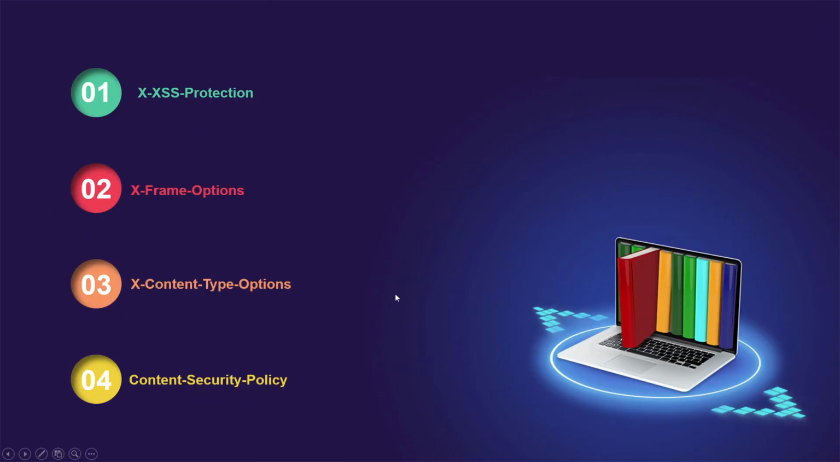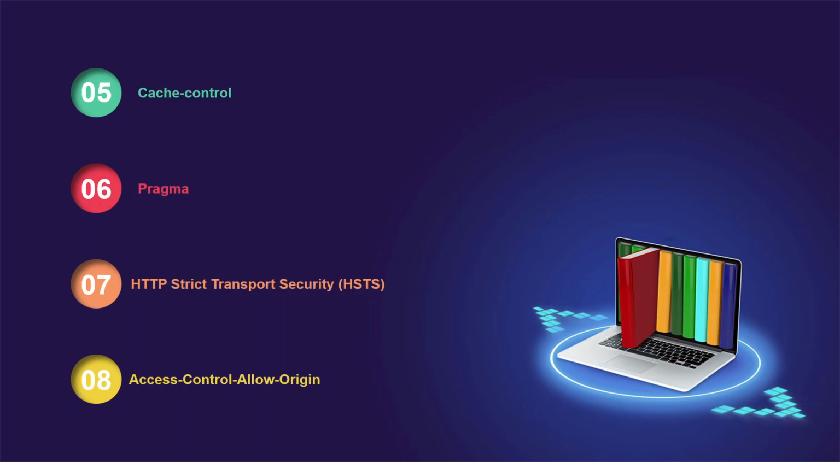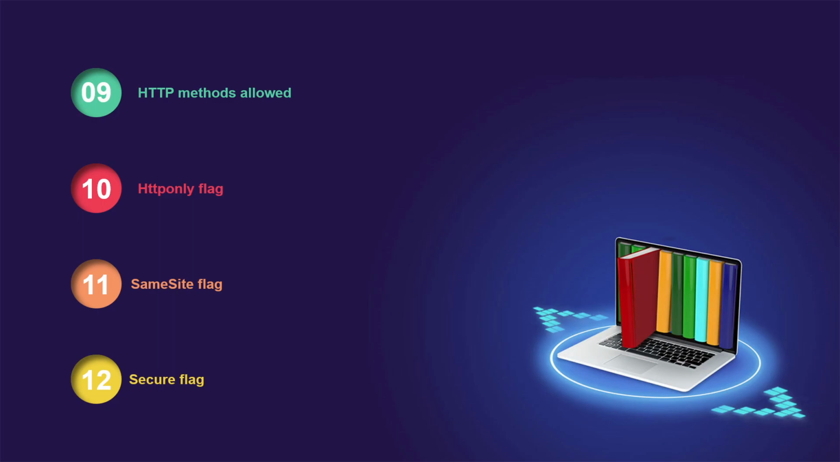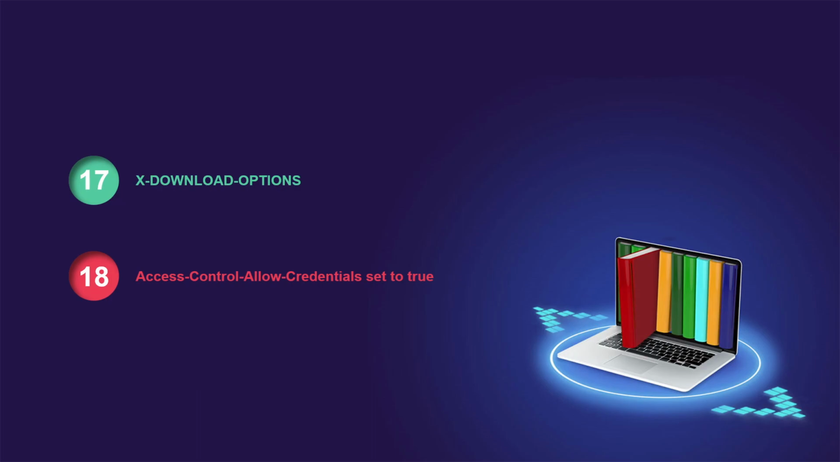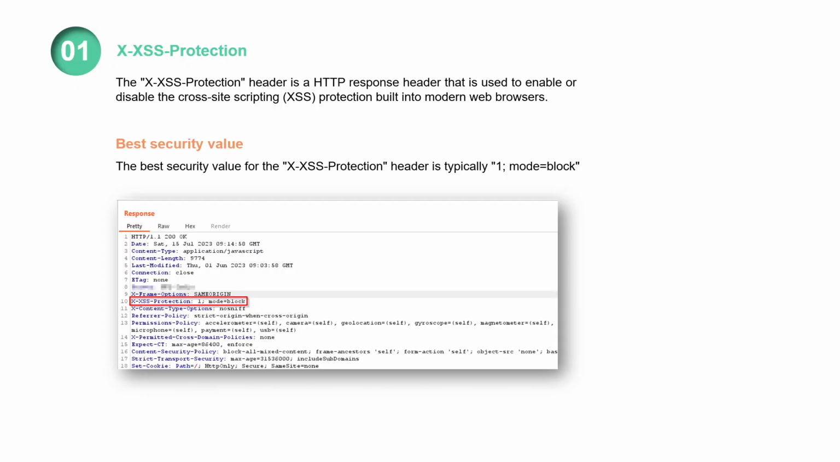XSS protection, X-Frame-Options, X-Content-Type, CSP header, Cache-Control, Pragma, HSTS, ACAO, then HTTP methods allowed, HttpOnly flag, SameSite flag, Secure flag, rate limiting, server information disclosure, Referrer-Policy, Permissions-Policy, X-Download-Options, and Access-Control-Allow-Credentials set to true. So we are talking about multiple headers, flags, and their security best practices. The first one is the XSS protection header.